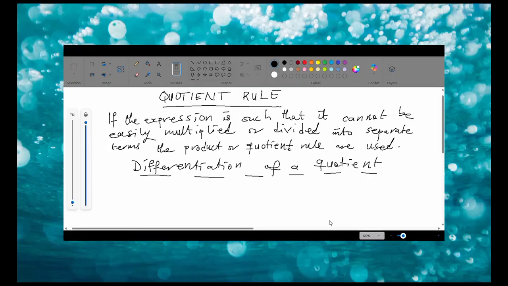Quotient rule: use it if the expression is such that it cannot be easily multiplied or divided into separate terms. The product or quotient rule are used. Let's look at some differentiation of a quotient, or probably if you're given a quotient, how do we go about it?